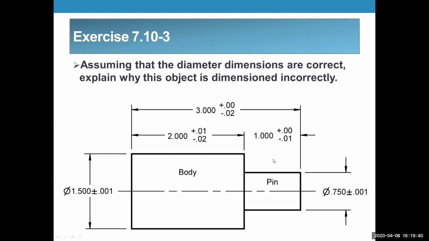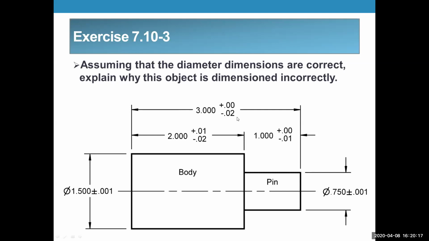What matters is the design intent. If the design intent is to control this dimension and this dimension, then we need to get rid of this. If the design intent is to control these 2, then we need to get rid of this one. And finally, if the design intent is to control these 2, we need to get rid of this one. Because if we take the overall and subtract this, we're going to get this. The only difference is what the tolerance is going to wind up being, because we have to add and subtract these tolerances together.